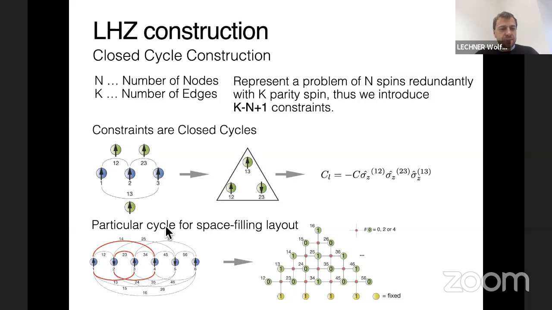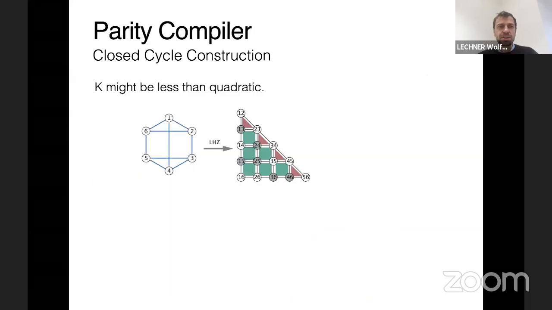Now, this is a very specific choice of closed loops. And I want to show you now that this can be generalized to a large extent. As an example, I would like to show you this particular graph. Imagine you have this graph and you want to map it to parity variables. So this is obviously not an all-to-all graph, but has less than all-to-all.